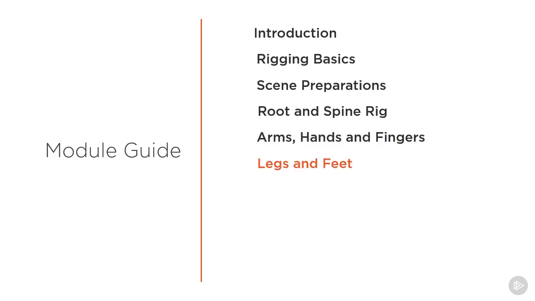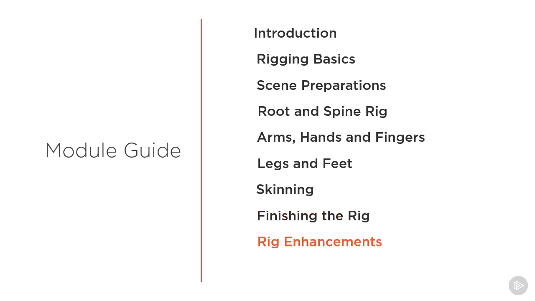With the upper section of our rig ready to go, we'll use Module 6 to add the legs and feet into the mix. In Module 7, we'll take a look at skinning and other techniques we can use to drive the geometry from our rig. We then jump into finishing up the rig so that it's really ready for animation. At this point, in Module 9, our rig is technically ready to go.